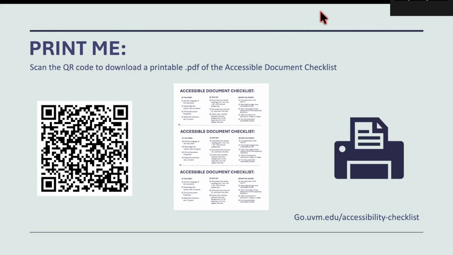So you can make sure that you come away from this workshop with a copy of this checklist. And these are the printable ones in case you are, like me, a big pen and paper fan. You can also grab them by going to go.ubm.edu/accessibility-checklist.